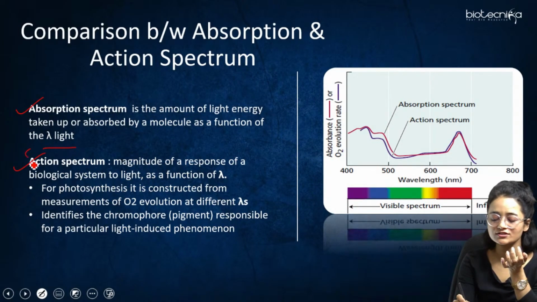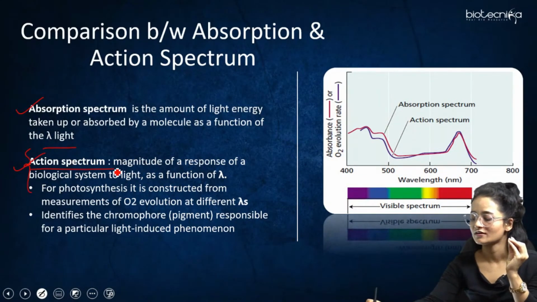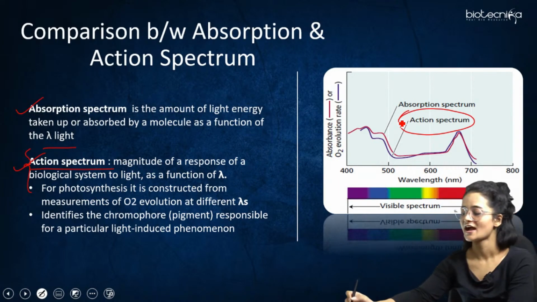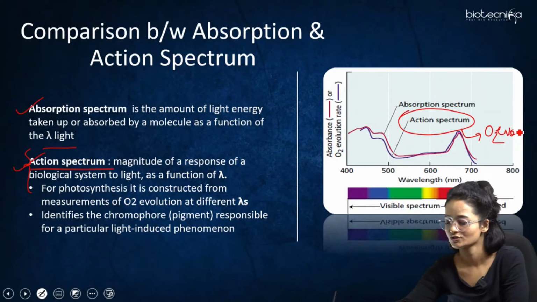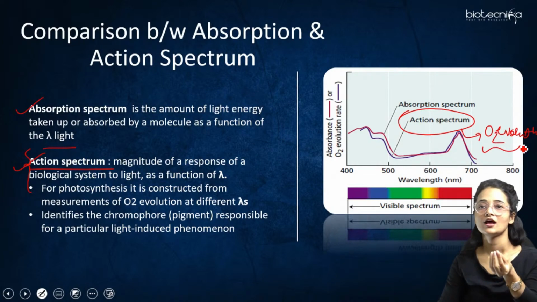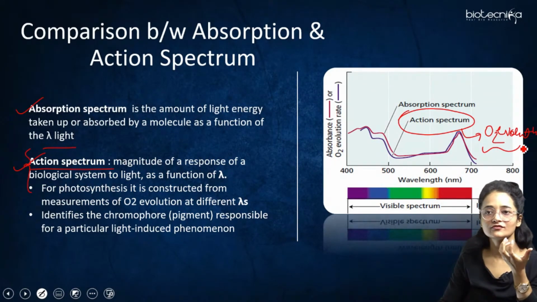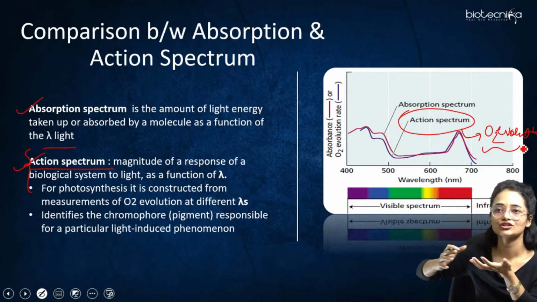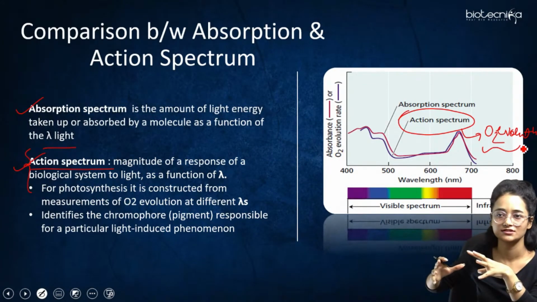So oxygen evolution is basically measured in terms of action spectrum. This graph tells where it is written that the action spectrum tells the amount of oxygen that is being evolved, right? This is the oxygen evolution. This is indicating the oxygen that is being evolved when the chlorophyll molecules absorb light. So the more the absorption for the chlorophyll molecules, the more oxygen will be evolved. Oxygen evolution is the end thing which takes place in photosynthesis, right?